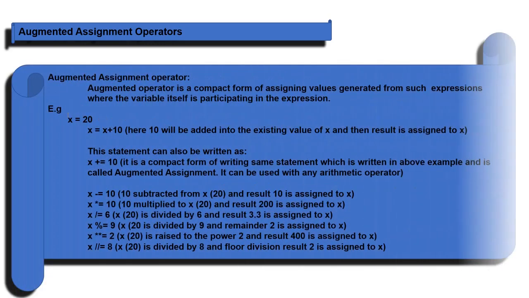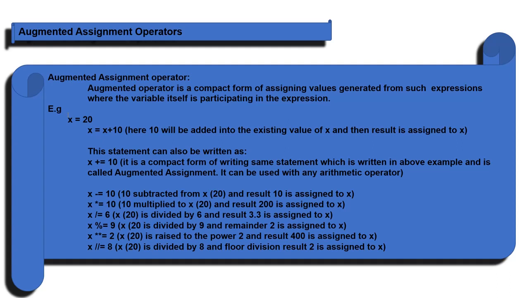Augmented assignment operators. Now what is the role of the augmented assignment operator? It is a kind of compact assignment operator. It is a compact form of assigning values generated from such expressions where the variable itself is participating in the expression. Which variable? The variable which is taking the value, to whom the values are being assigned. That variable itself is participating in the expression which is present on the right hand side of the operator.